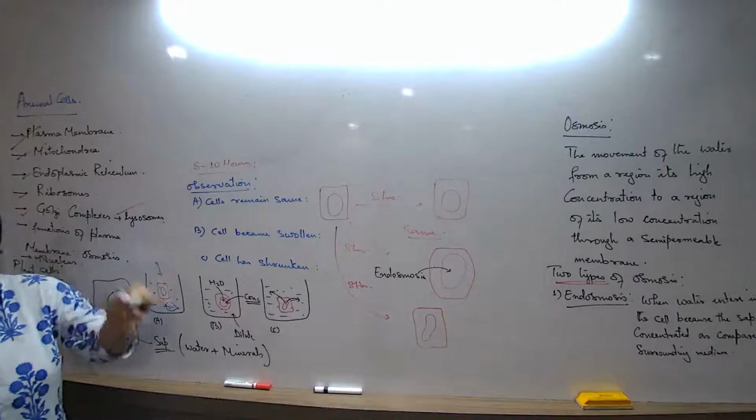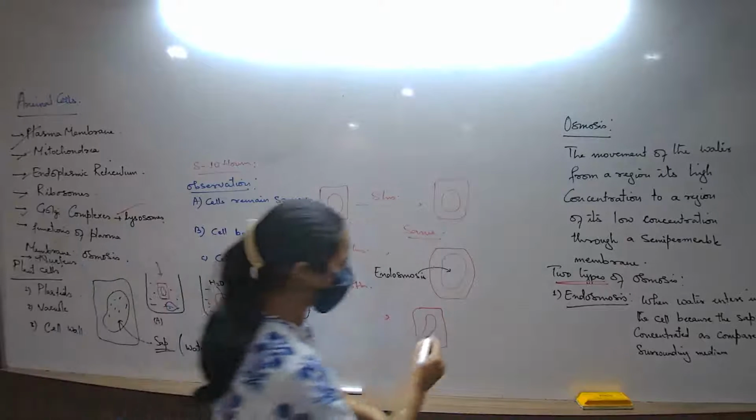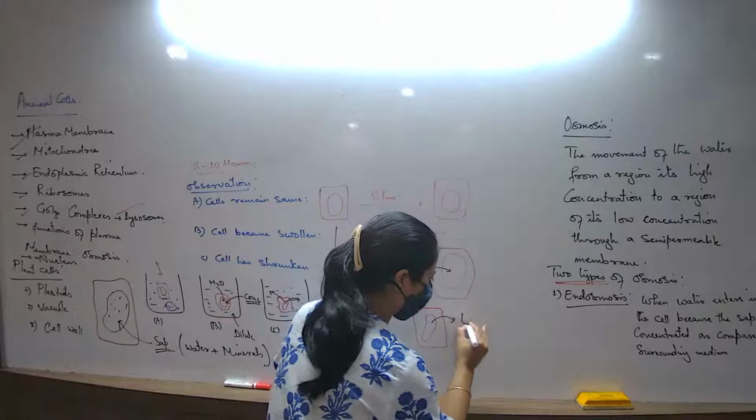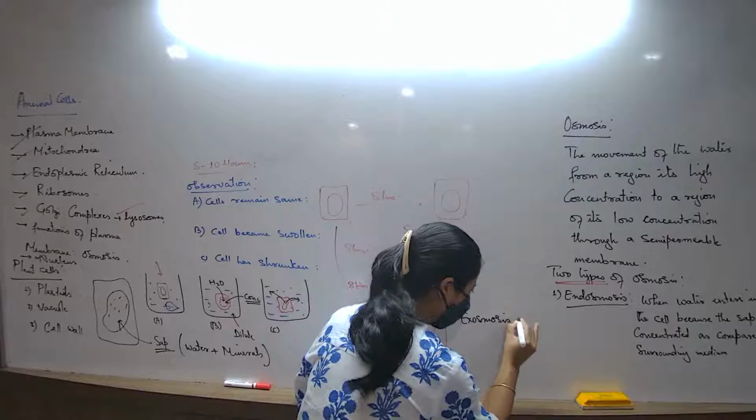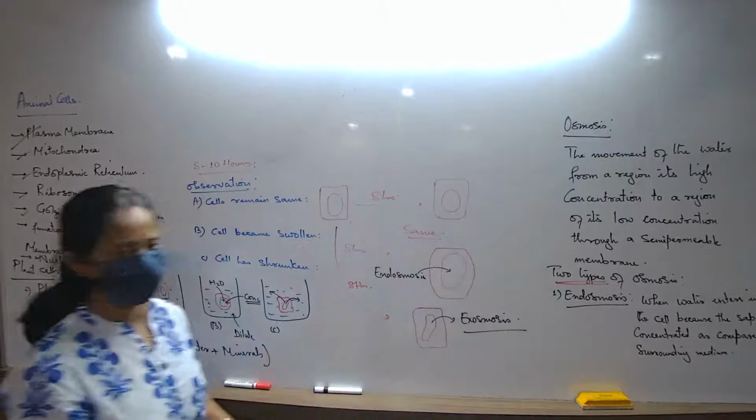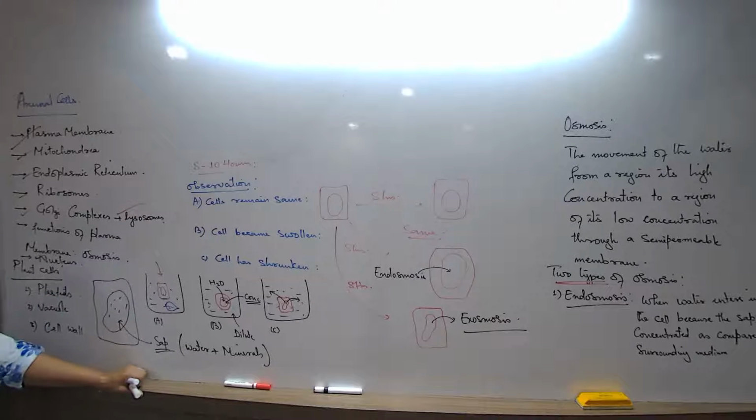Why does a cell shrink? Because it's giving away water. What is this process of giving away water known as? Exosmosis. This is known as exosmosis. The process of giving away water is known as exosmosis.